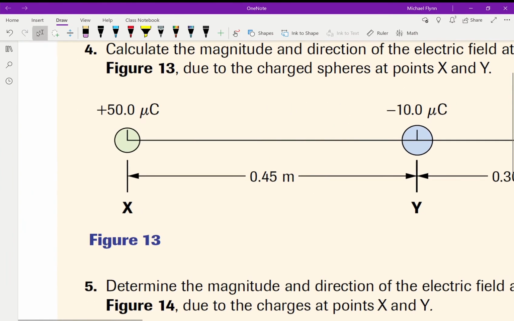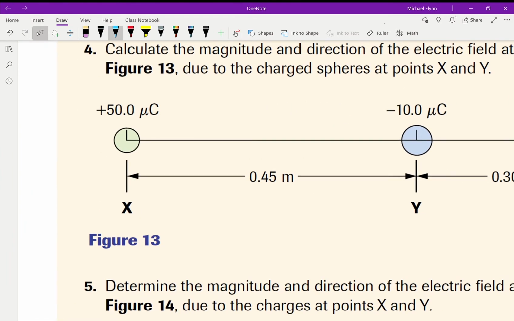Now I'm going to call the positive charge over here A and the negative one B. Actually, I'm going to change that because I just realized they put letters there. The point is already called Z, so we'll call this charge X and this one Y.